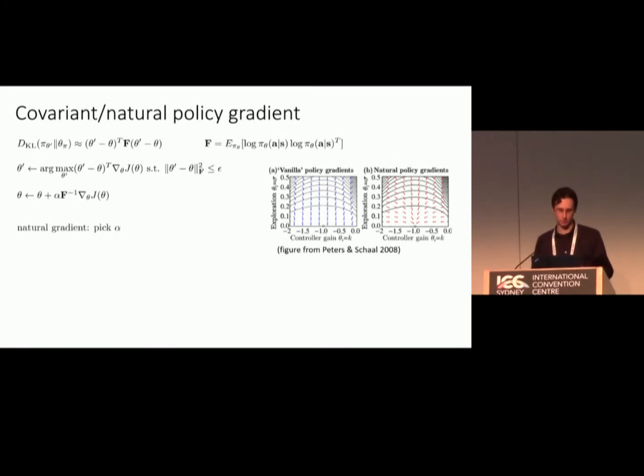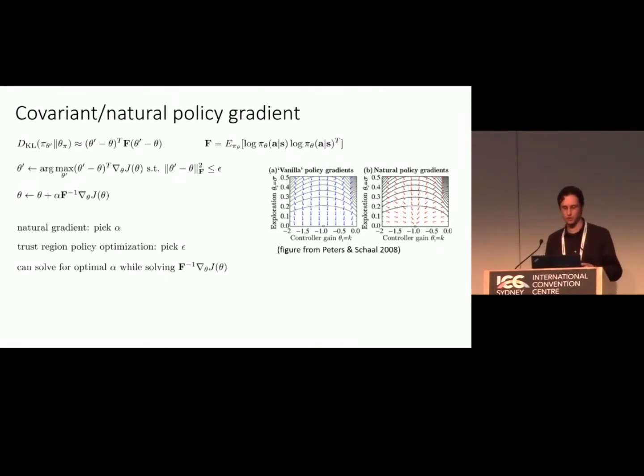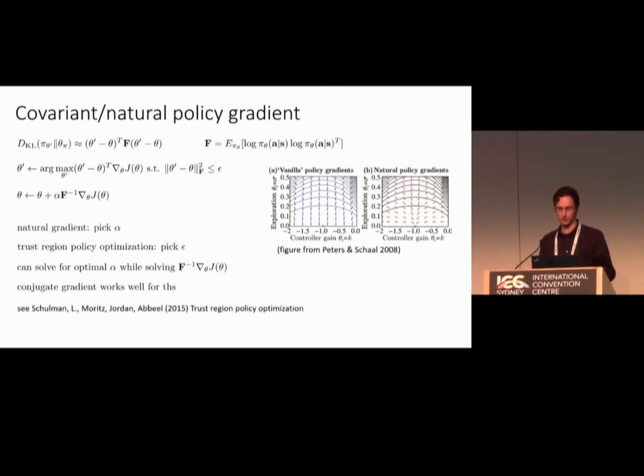With natural policy gradient, we pick the step size alpha and then multiply our gradient on the left by the inverse of the Fisher information matrix. Another thing we can do is use a trust region method where instead of picking alpha, we actually pick epsilon, and that gives us an adaptive step size. With trust region policy optimization, we can automatically solve for the alpha that enforces a corresponding value of epsilon if we solve F inverse times grad J using a conjugate gradient. There's a particular trick for doing this that can get us the right step size essentially for free. For this, see this work by John Schulman.